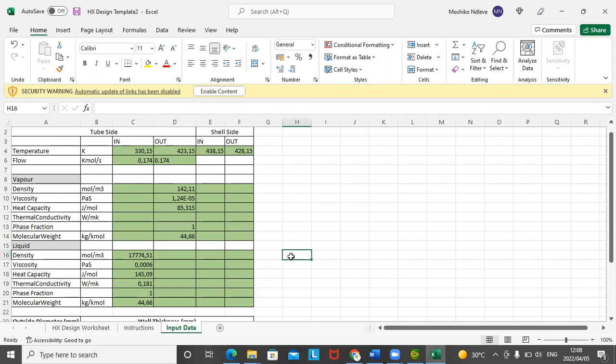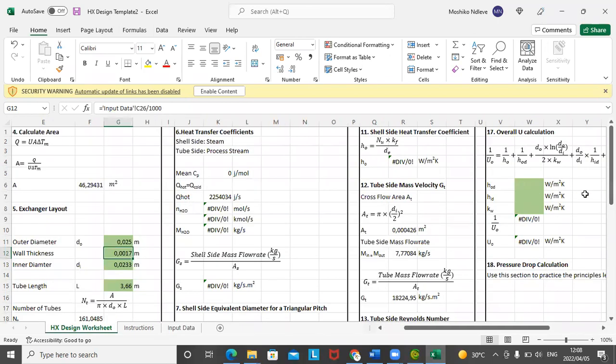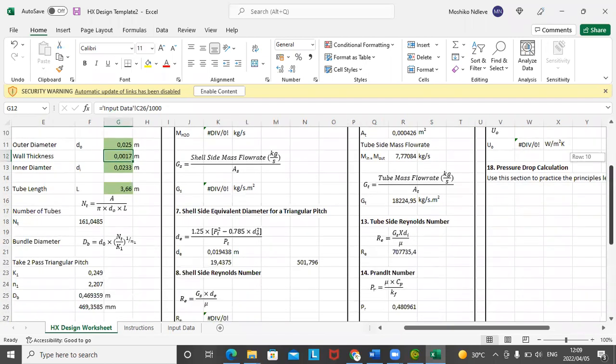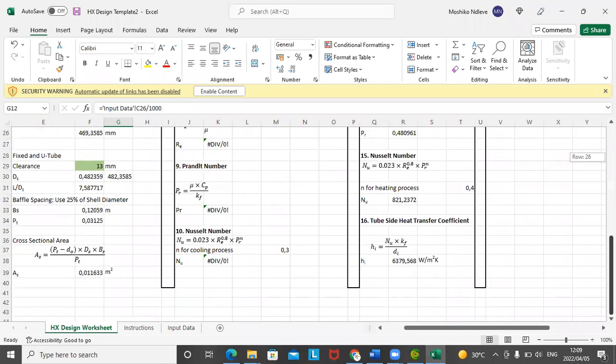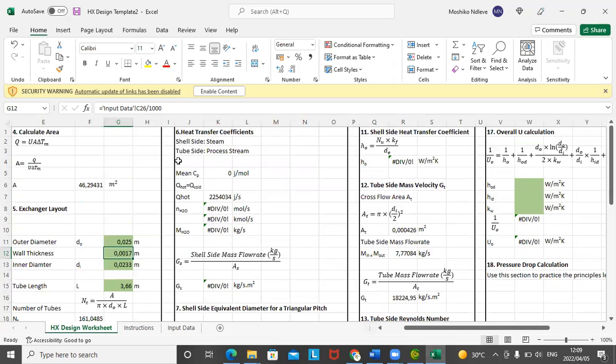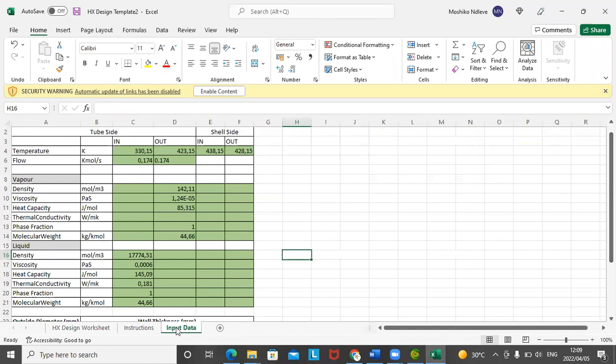I know we still need to do the shell side. I just want to give you an idea, to show you that most of the values should start opening up. You see that some of the answers are starting to pop up. This one needs this particular CP. We're dealing with the shell side, so this particular CP is of the bottom of the steam. Again, we need to fill out this section.